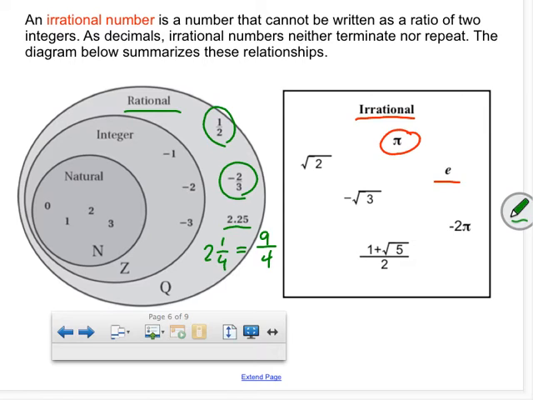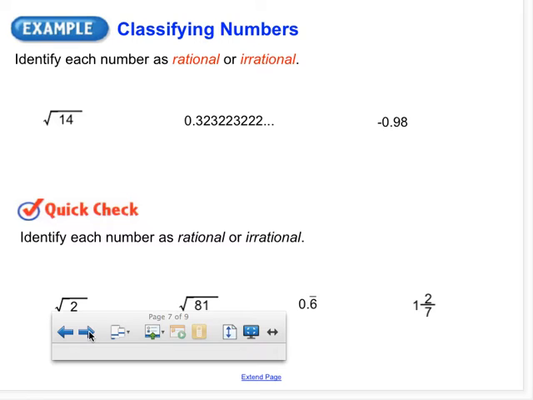Now what about natural numbers? Positive what? Whole numbers plus what other number? 0. So 0 and all the positive whole numbers are natural numbers. Got it? Okay. Now we got to go through and identify some rational or irrational numbers. So if it's rational, I'm going to circle it in green. If it's irrational, I'm going to circle it in red.